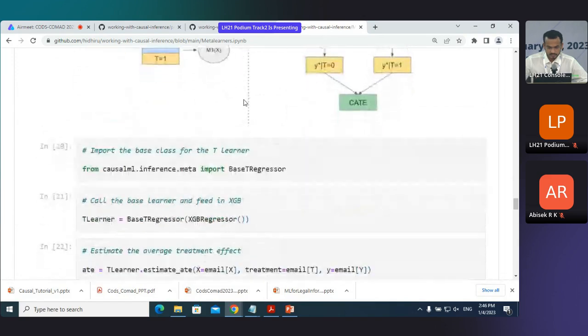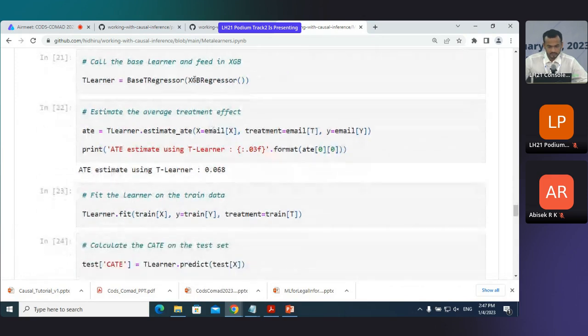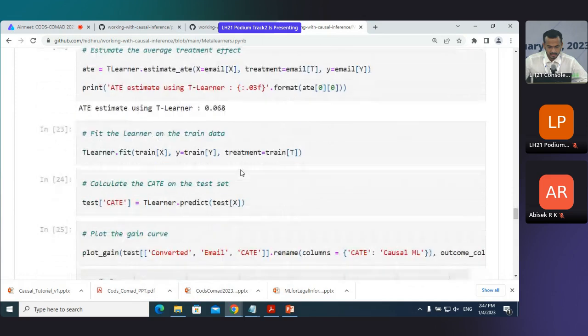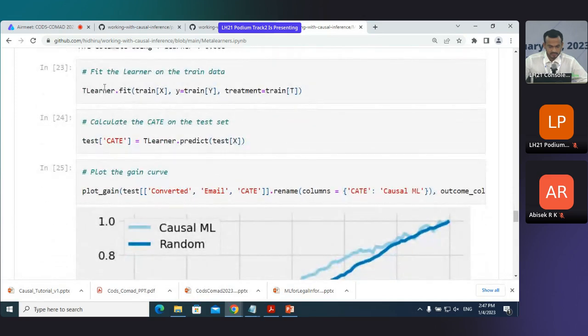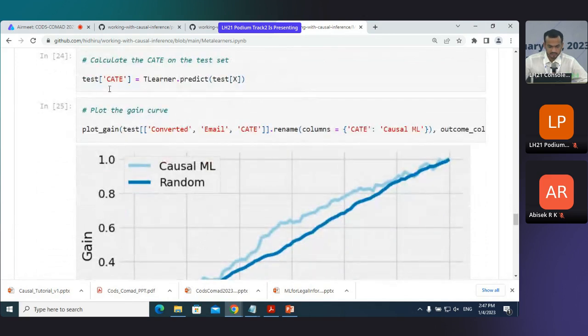So we import the base T regressor from the same library, Causal ML, and we can pass in any of the regressors. So we use the same XGBoost, and we can estimate the average treatment effect. So this is 0.068, and we follow the same procedure. So we fit on the training data, passing the outcome and the treatment. Internally, it fits two models, one for each treatment level, t equal to 0 and 1. And while predicting, it does two predictions and returns the GATE.